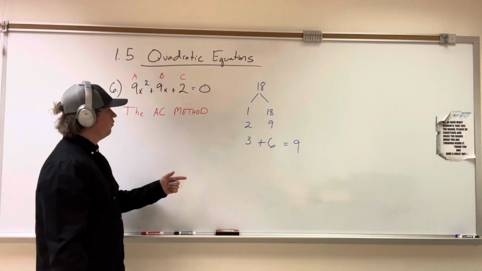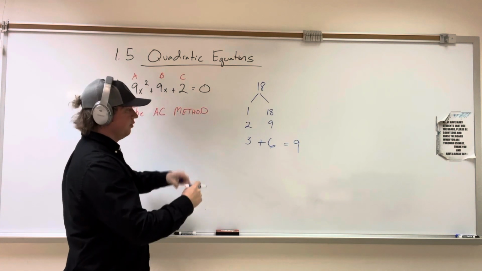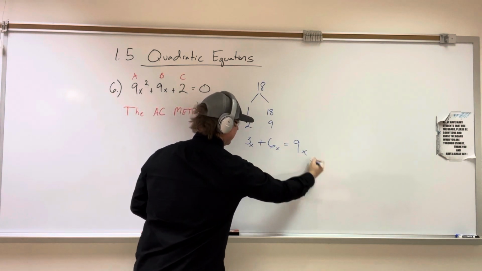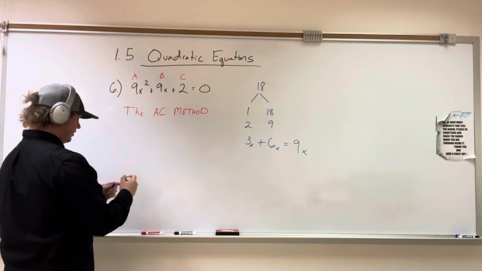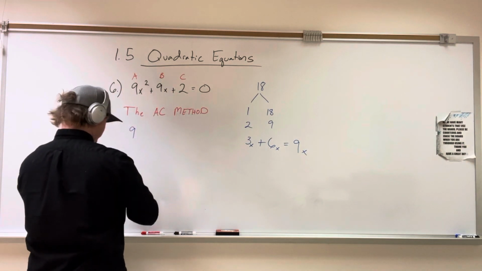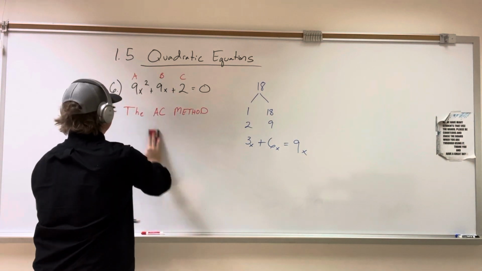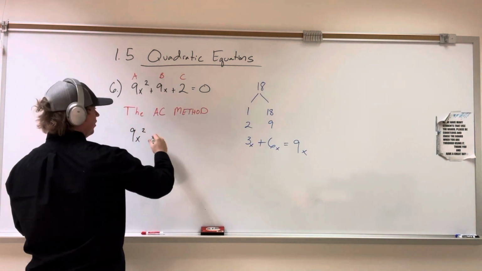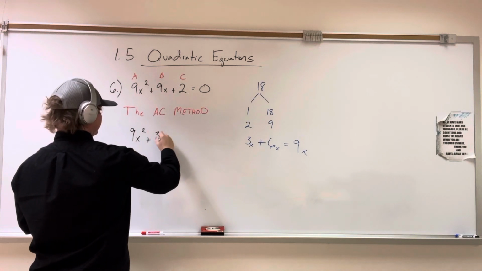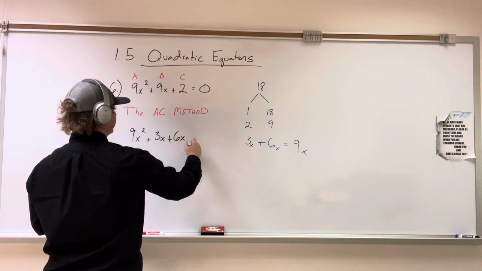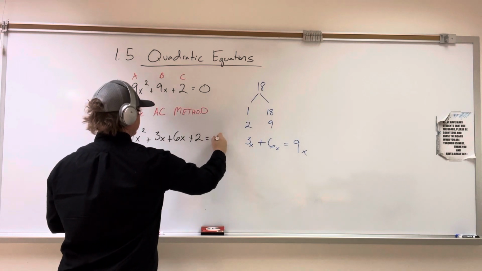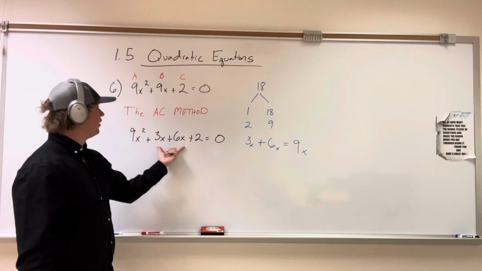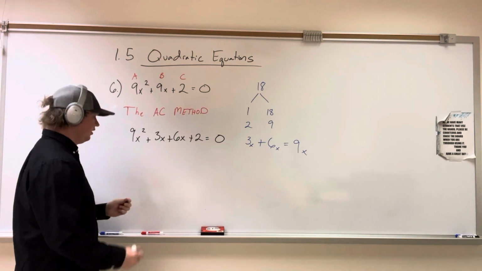If you do that, then you split the middle term into two of those x components. So we have 9x squared plus 3x plus 6x plus 2. And if you add that together, you get that same thing right there.